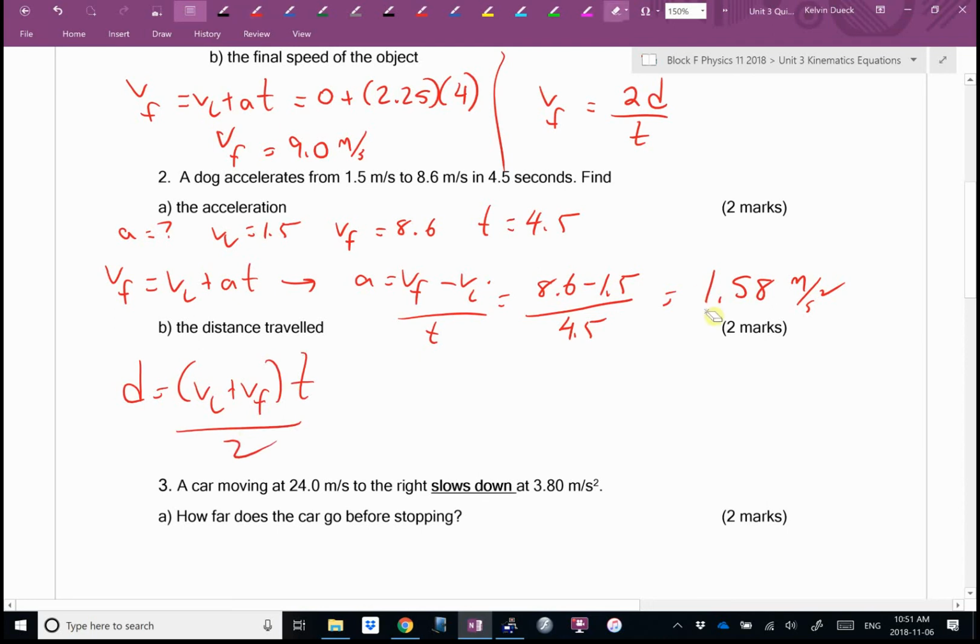You could also use your answer from part A and use D equals VIT plus a half AT squared. In fact, you could also use VF squared equals VI squared plus 2AD. D equals VF squared minus VI squared all over 2A. I think I've told you you're at a stage now where often you're going to find you have 2 or 3 approaches you can use. So I'll use this one. It's going to be 1.5 plus 8.6 all over 2 times 4.5.